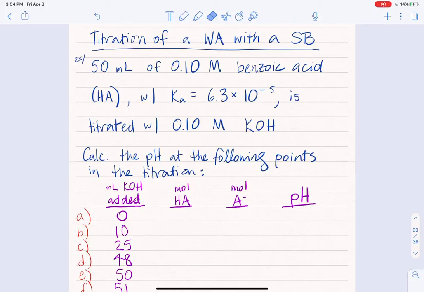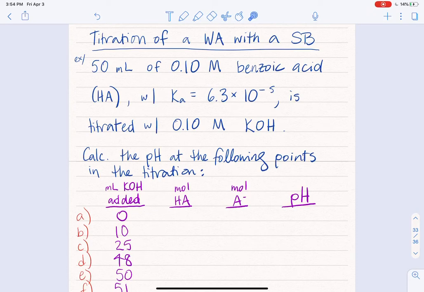In this lecture, we're going to titrate a weak acid with a strong base. The example that I would like to do is to titrate 50 milliliters of 0.1 molar benzoic acid. This is a weak acid. We're going to abbreviate it HA, which is just the generic abbreviation for a weak acid. It has a Ka of 6.3 times 10 to the minus 5.